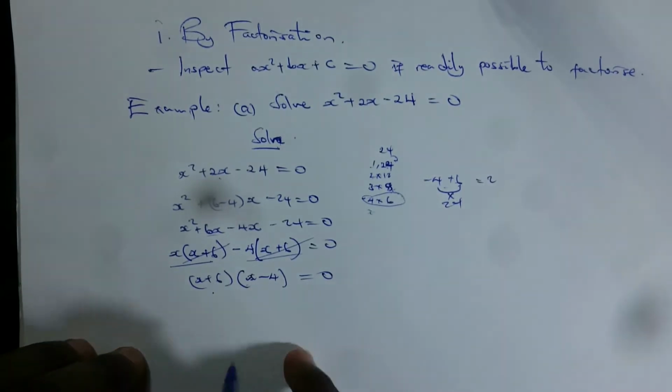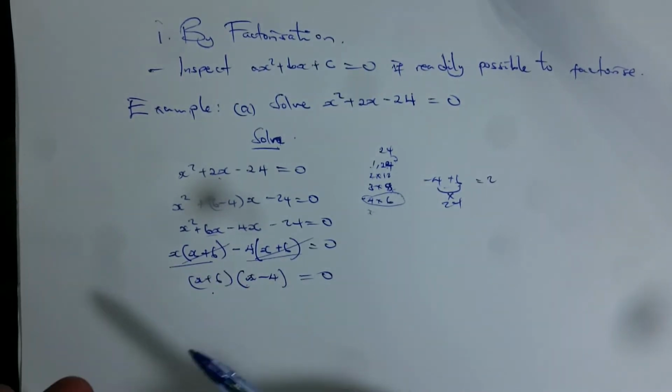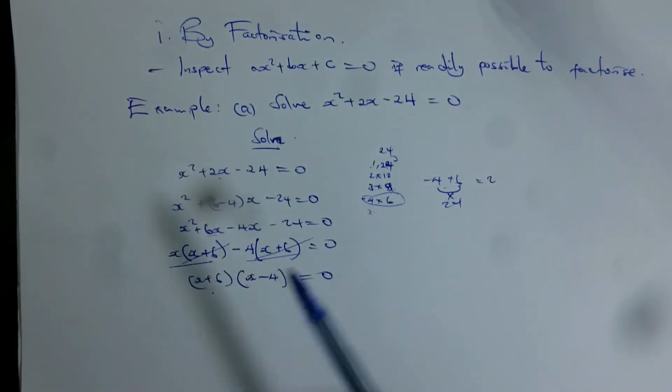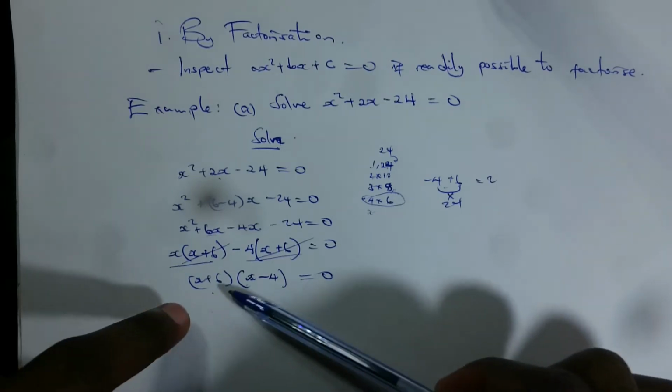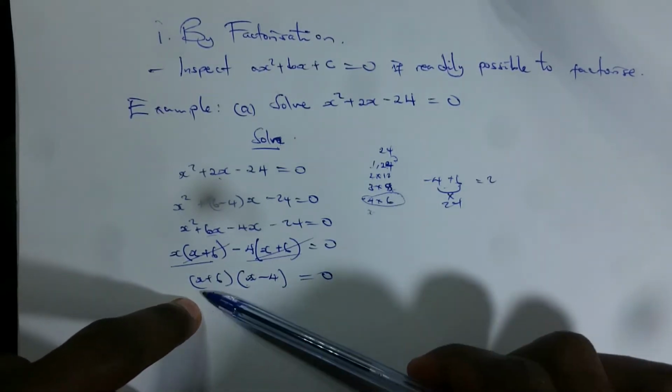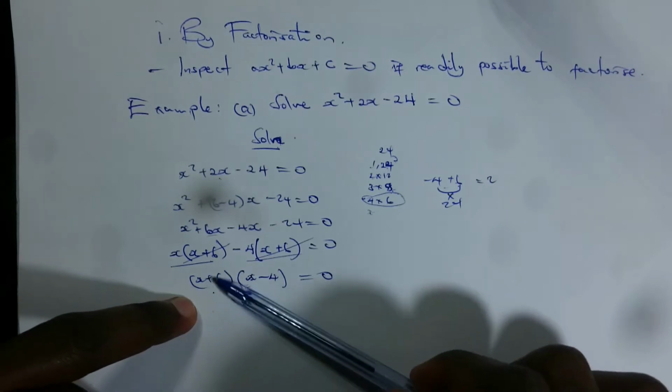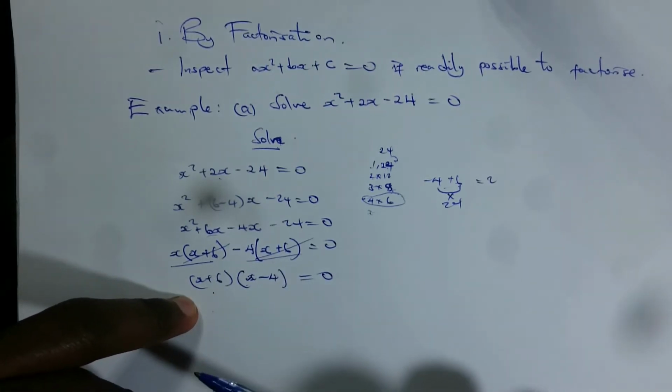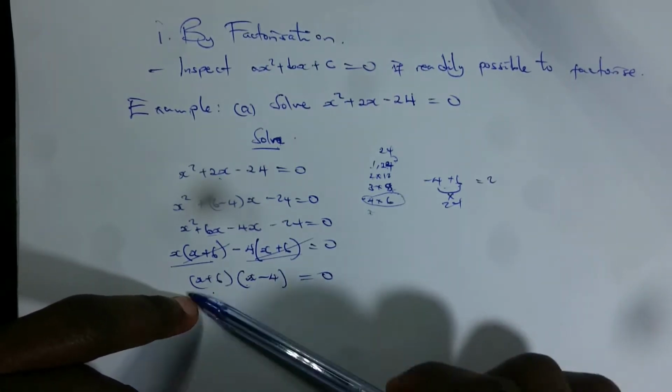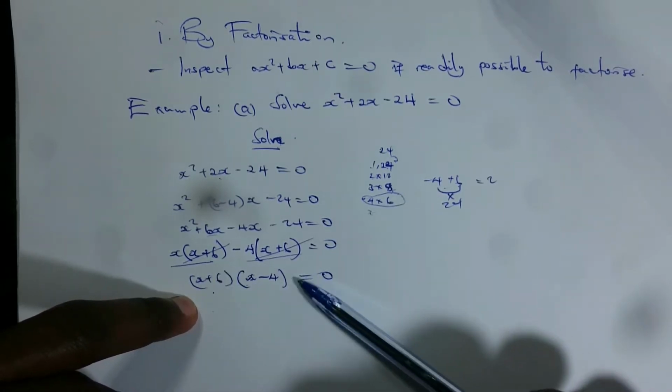Now we see that we have two expressions multiplying each other, and the result is 0. The only way this result can be 0 is when one of them is 0, either when this bracket is 0 or when this bracket is 0. That's when these expressions multiplying each other can end up with 0.